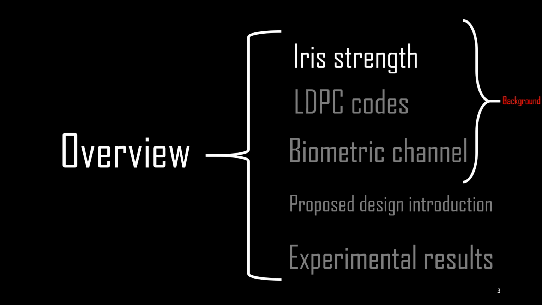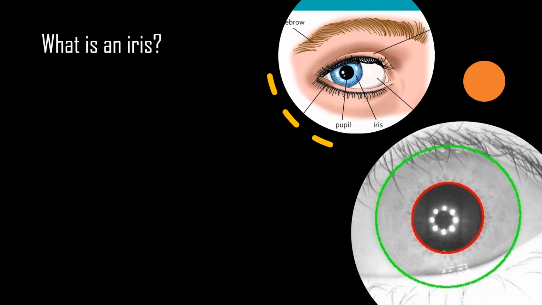In the next 15 minutes, my speech will cover the background. First is background, which includes the advantage of using irises, a brief introduction of LDPC code, and how the above two get correlated. We call this the biometric channel. And then I'm going to present the proposed architecture. At last, the result and conclusion will be given. So what is the iris?